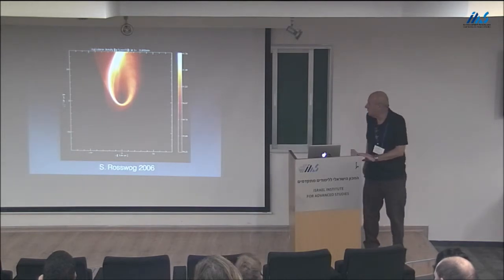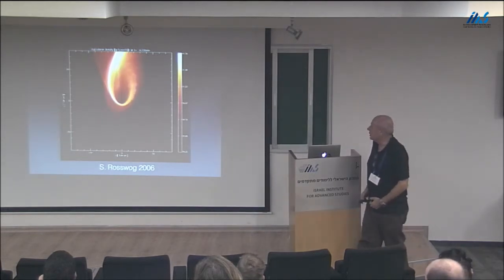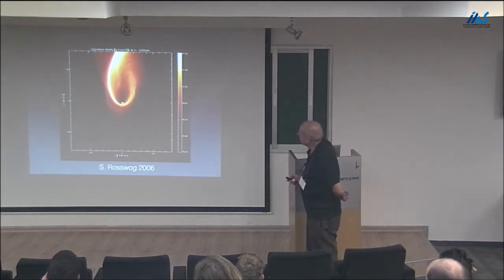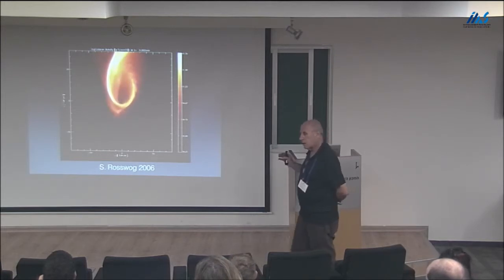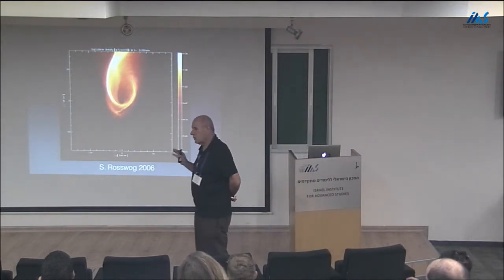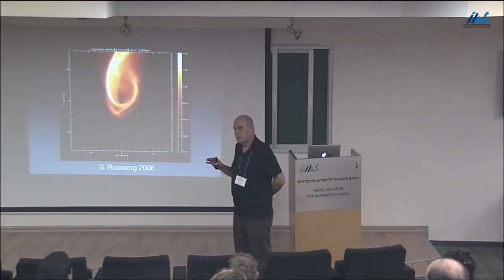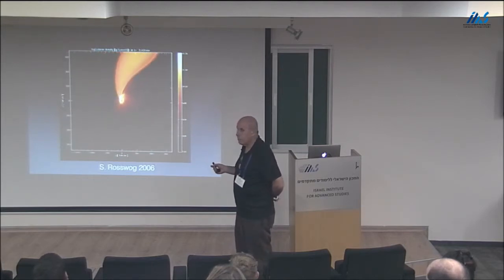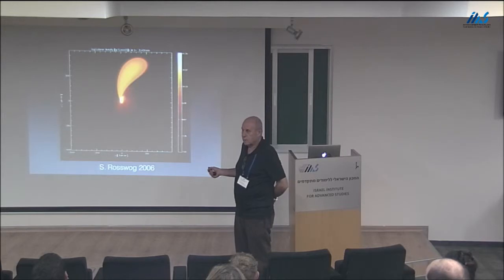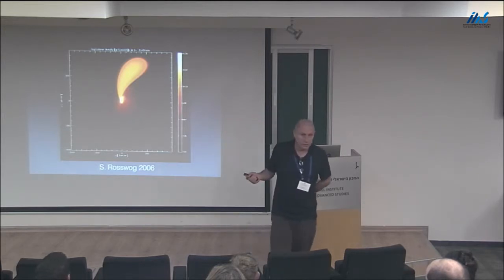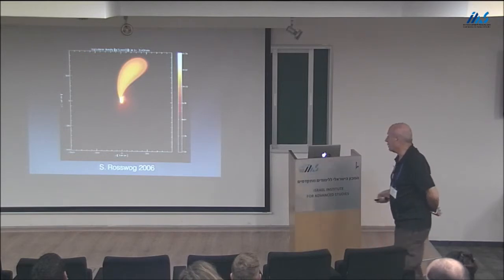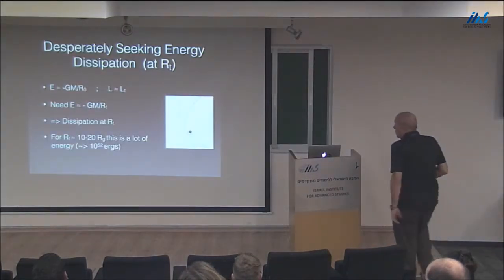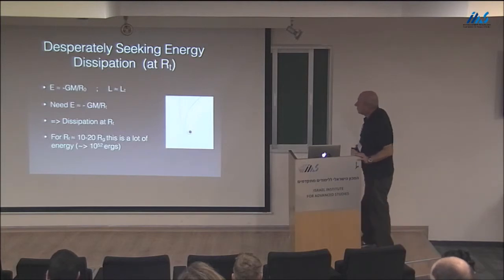So it is clear that at least in this simulation, there is no process that dissipates energy and produces a shock and produces the disk. It is now realized, but early on it was not so clear, and there are papers making the wrong statement that you have to dissipate angular momentum in order to produce a disk. What you have to do is dissipate a lot of energy to produce the disk. The angular momentum is right there. That's why the subtitle of this talk is Desperately Seeking Energy Dissipation at RT.